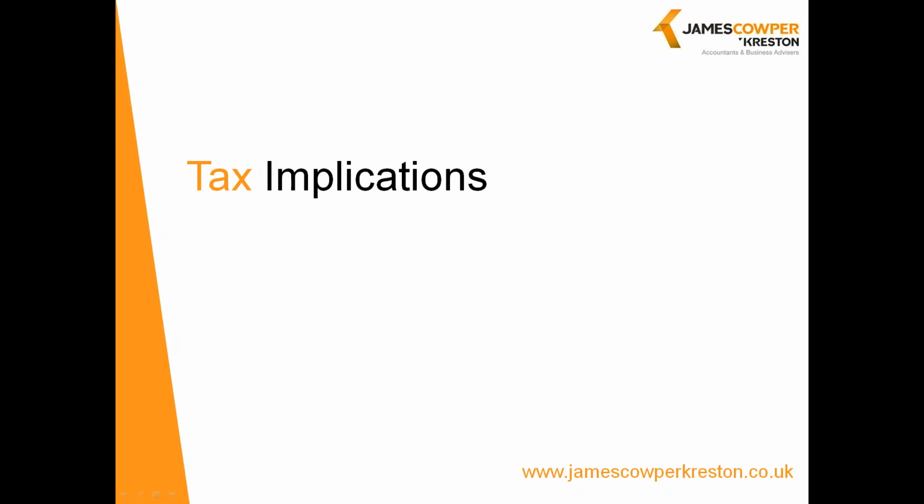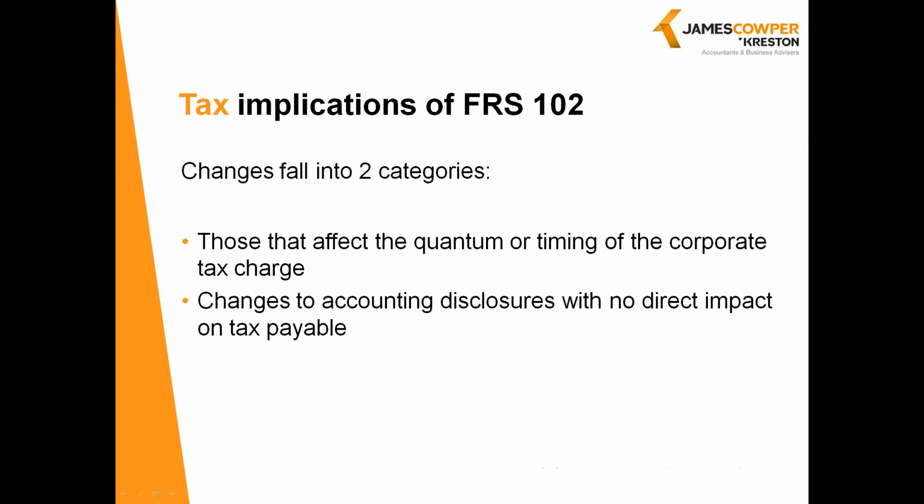So moving on then, we're going to take a brief look at the tax implications for companies adopting FRS 102 section 1A, and those really fall into two categories: those that affect the quantum or the timing of the corporate tax charge, the actual tax that you pay as a company, and the changes affecting accounting disclosures but not actually affecting the tax that you pay to HMRC.